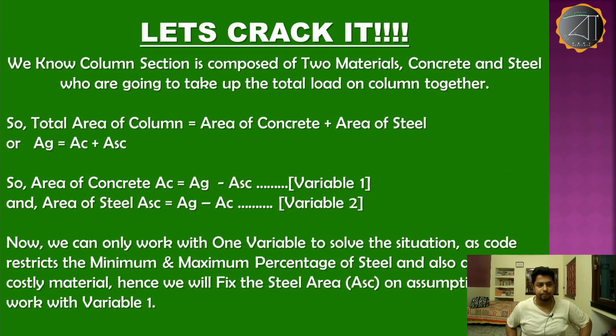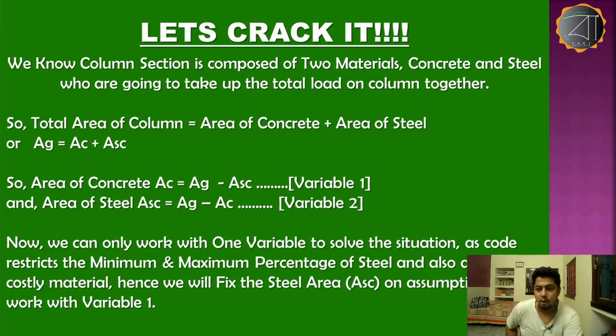We know the column section is composed of two materials, concrete and steel. So if we take an RCC column, definitely it is having concrete and longitudinal steel, or the main reinforcement also. So the total cross sectional area of the column, that is the gross cross sectional area of the column, is actually composed of two different areas of two materials, area of concrete and area of steel. So we can write that AG, that is the gross cross sectional area, equals AC plus ASC, that is area of concrete plus area of steel.